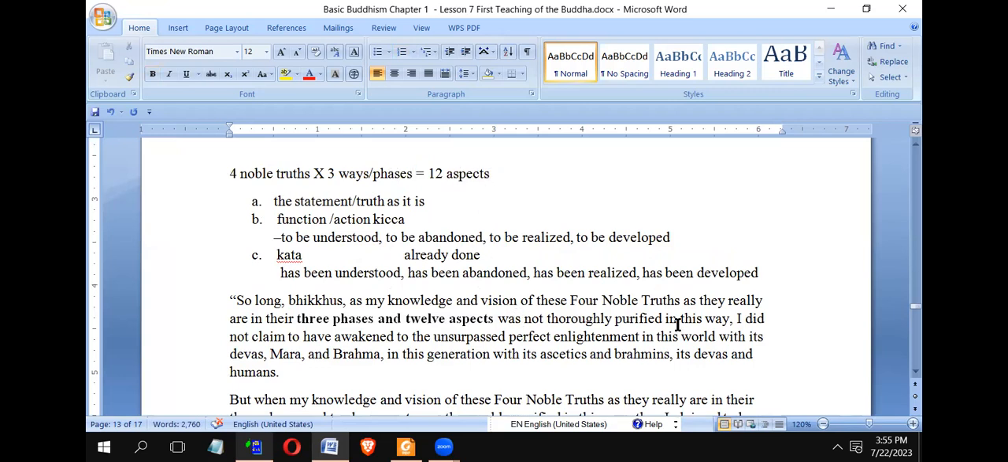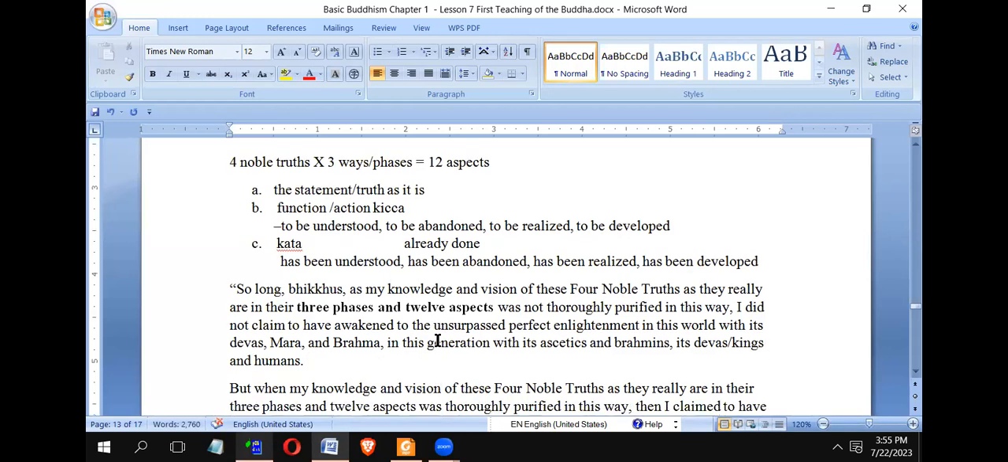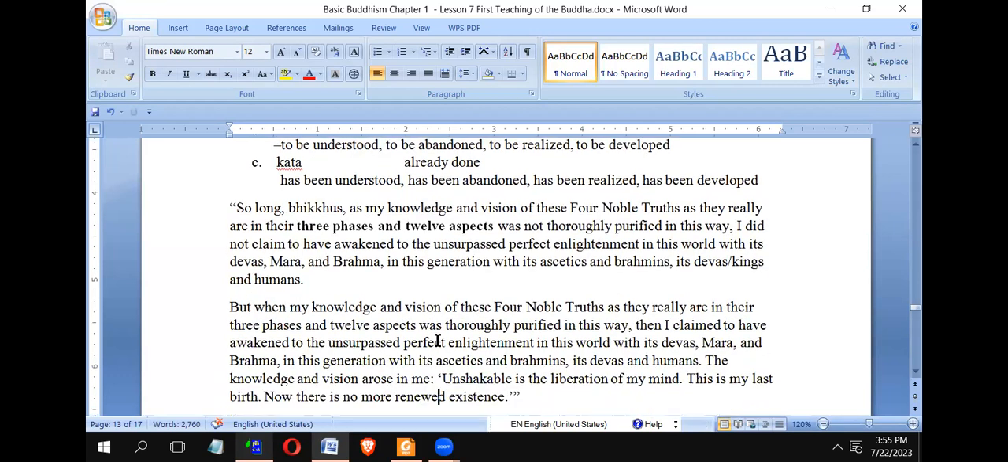Was not thoroughly purified in this way, I do not claim to be awakened to the unsurpassed perfect enlightenment in this world, with its Devas, Mara, Brahma. Remember we saw this in our Pali, which sutta? Alavaka, yeah. This Brahma, in this generation with ascetics and Brahmins, with Devas. Maybe this Deva I already explained, maybe it refers to the kings and humans. This statement is very long in Pali, and in English also very long. Then the sentence actually repeats.